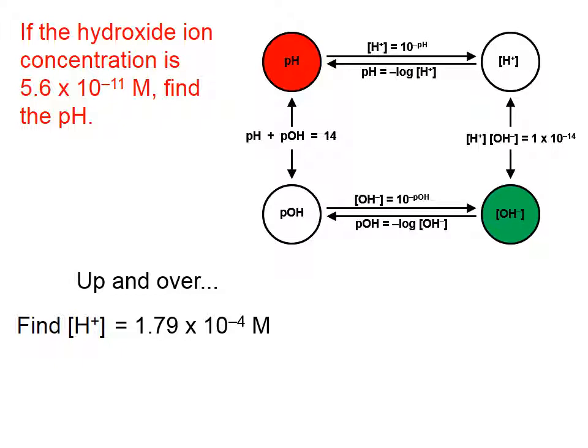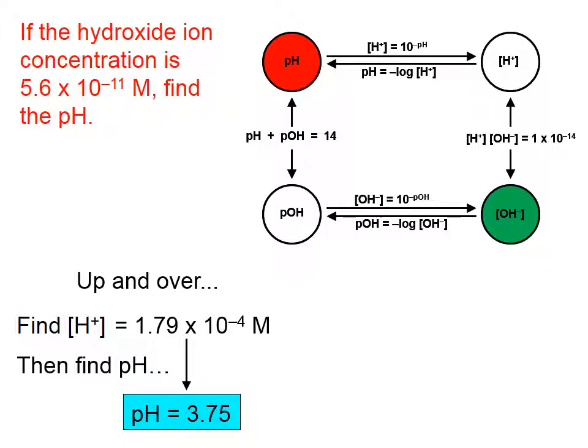Now we're going to scoot from the upper right to the upper left using this equation. The pH is equal to the negative log of the hydrogen ion concentration. In other words, we need to take the negative logarithm of this number, 1.79 times 10 to the negative 4th. And when we do that, again I'm not showing my work, we get 3.75 for the pH.